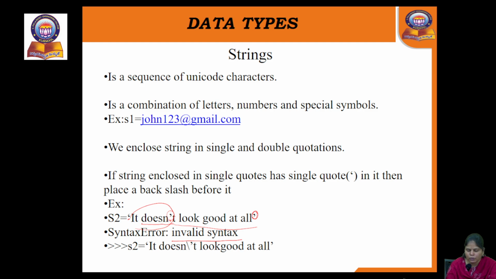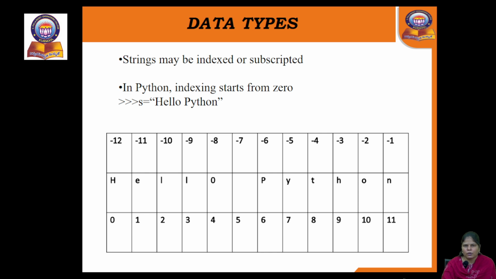So if you want some quotations within your string, then you have to prefix it with a backslash. Now it accepts this, because it will be considered an escape character. This particular quotation will be mapped with this particular quotation, that's it. The mapping is done and this will be considered an extra quotation, and it will print 'it doesn't look good at all', the same string as it is without giving any error. Right? So this is what you have to consider whenever you are working with strings.